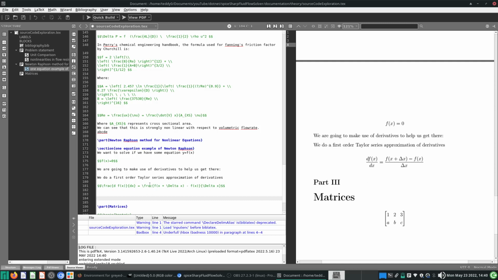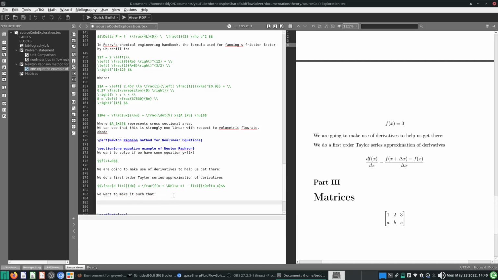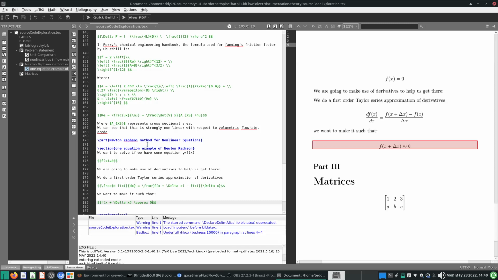We want to make it such that this value here, f of x plus delta x, approximately equals 0. We want to make it such that this f of x plus delta x will fulfill this equation. It will solve this equation right here.